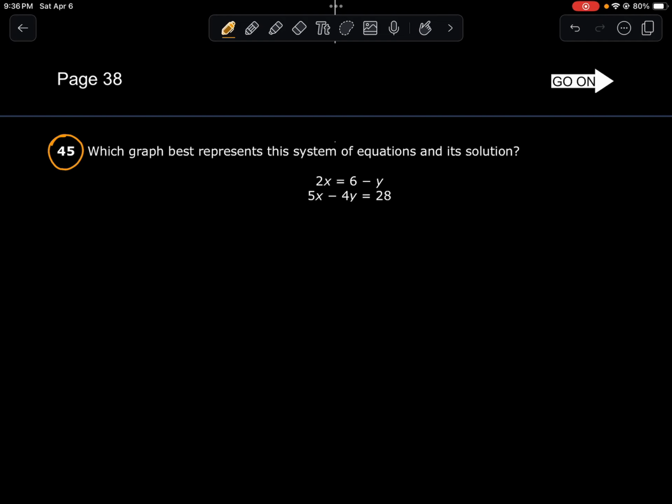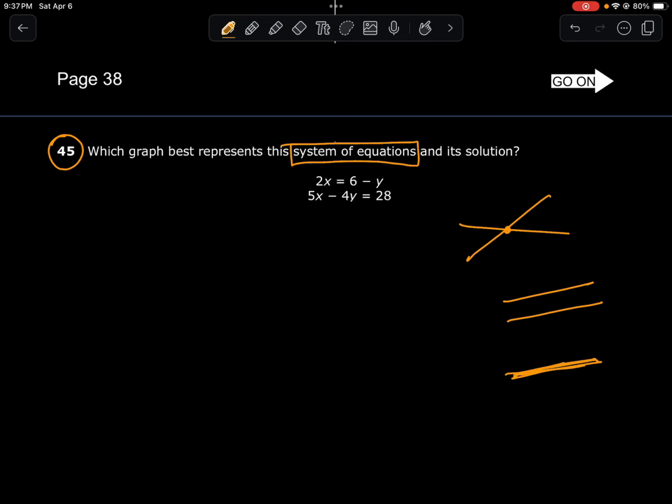Which graph best represents this system of equations and its solution? Okay, that's a system of equations. This system of equations, after I graph it, if it looks like that, has one solution. If it's parallel, no solution, and if it's one on top of the other, it's infinite solutions. Okay, just try to see what I expect.